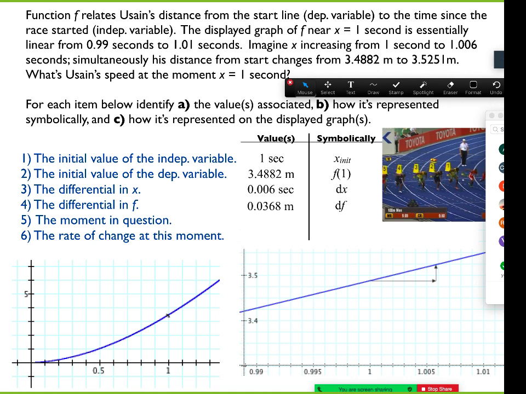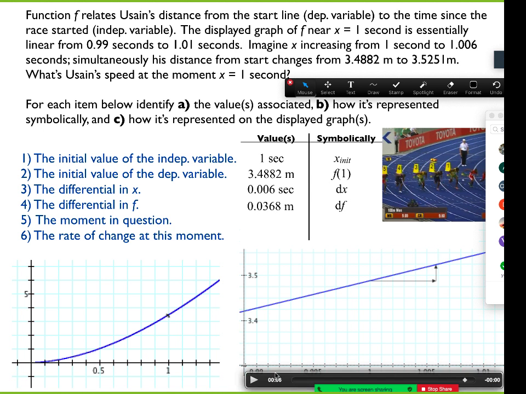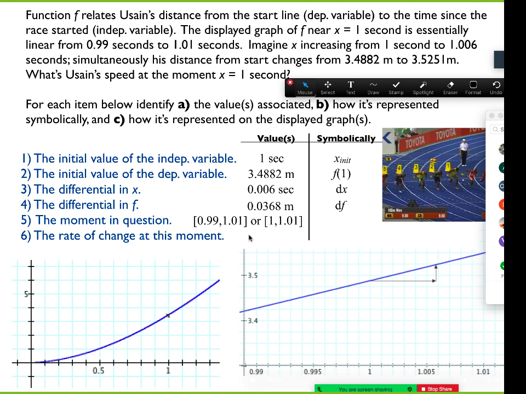All right, what's the moment in question? What did we say the moment in question was? The moment is the small enough variation in time so that we can assume a constant rate of change. Yep. So what did we assume in this situation as our moment? 0.99 to 1.016. Right. So it's this whole span of the x-axis here on the right graph. There's really no symbol for that. It's just interval notation.